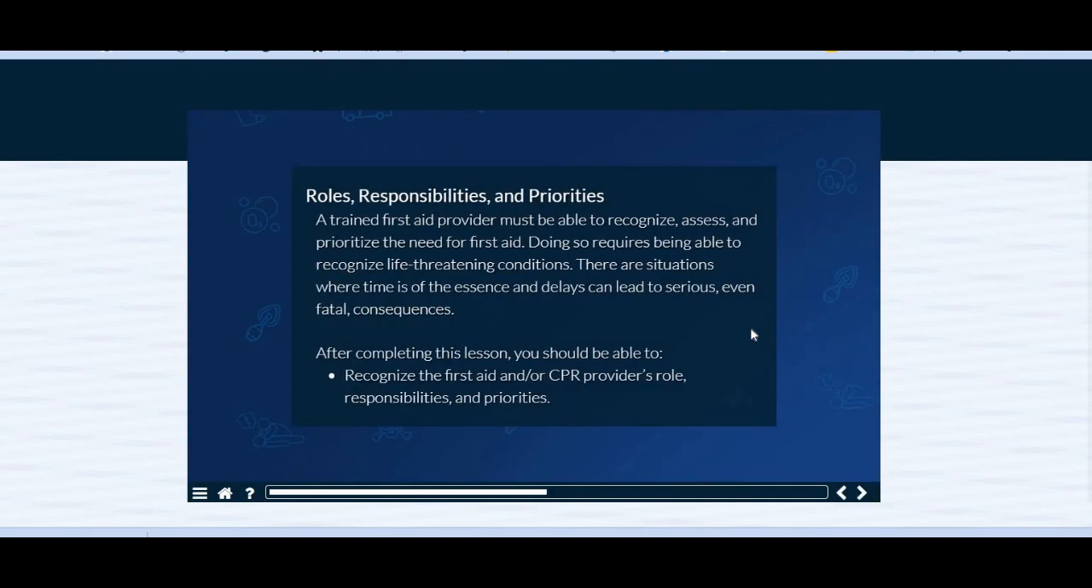A trained first aid provider must be able to recognize, assess, and prioritize the need for first aid. Doing so requires being able to recognize life-threatening conditions. There are situations where time is of the essence, and delays can lead to serious, even fatal consequences. After completing this lesson, you should be able to recognize the first aid and/or CPR provider's role, responsibilities, and priorities.